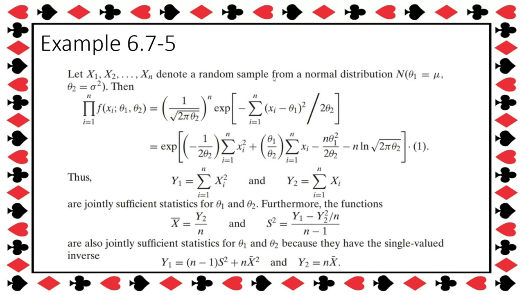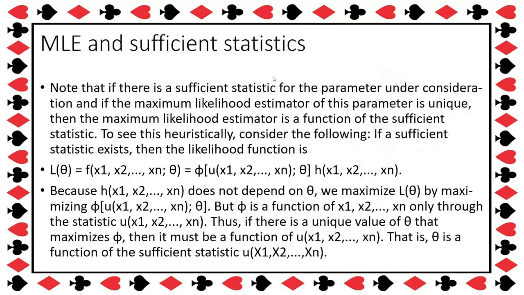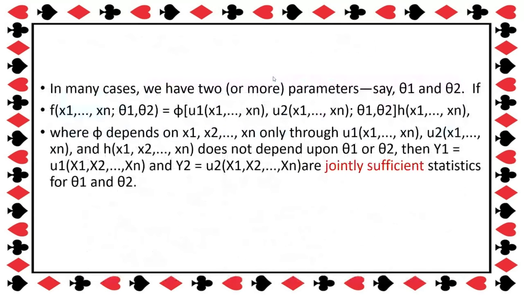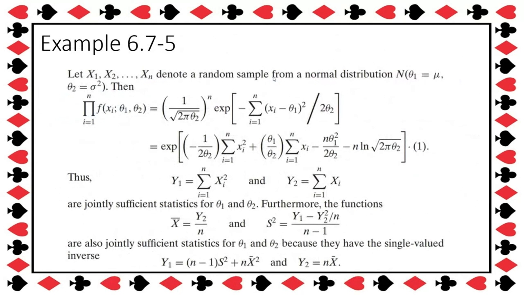The earlier method 6.7 was the one for when you have only one parameter. If you have two parameters, then we go back to the multiplication of all these densities, and we have this. We have two parameters: one is the mean, one is the variance, and both need to be estimated.